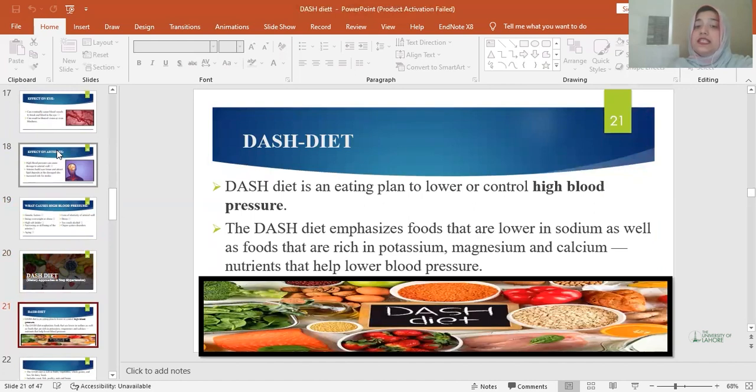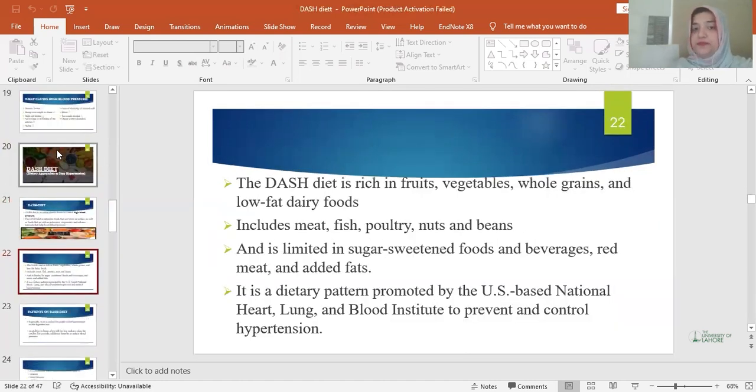The DASH diet is an eating plan to lower or control high blood pressure. The DASH diet emphasizes foods that are lower in sodium as well as foods that are rich in potassium, magnesium, and calcium, nutrients that help lower blood pressure.